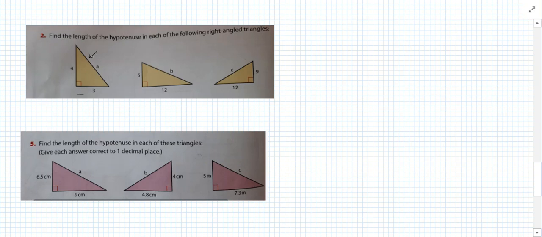So this one here is the hypotenuse, and it's opposite the right angle, which is indicated by this little red quarter of a square. So if we remember, Pythagoras' theorem is a squared, which is the hypotenuse, is equal to, in this case, 4 squared plus 3 squared. So let's work that out.